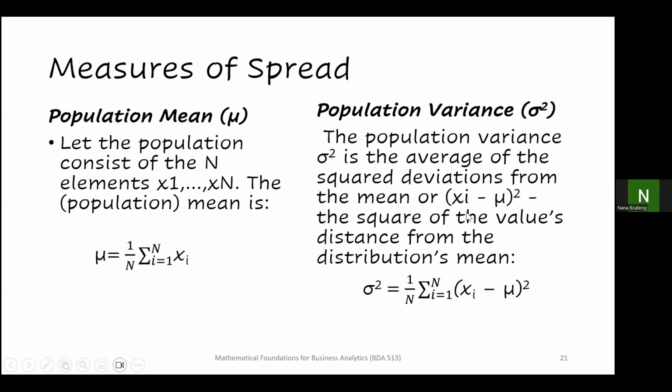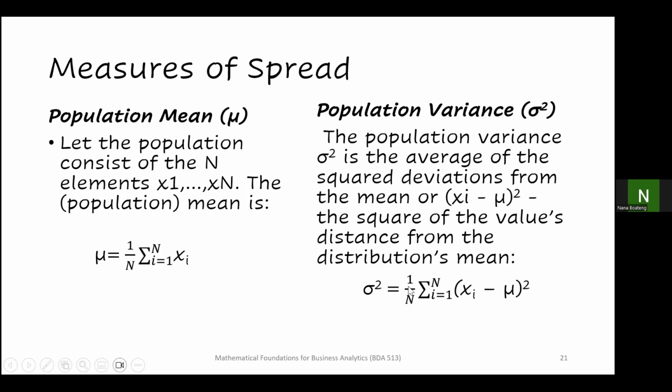All right. So the square of the value's distance from the distribution's mean. That is, you take the value x1 and then deduct the mu, that is the mean, okay? And then you square the difference, okay? So you see that what is here is what is summed up here. So we take the summation of all the squared differences, and then we divide by the number of observations, that is 1 over n.